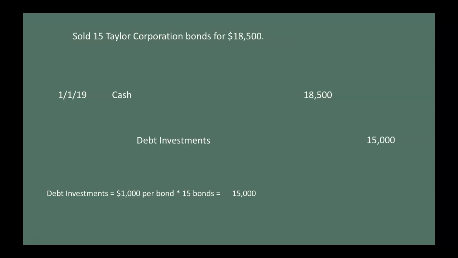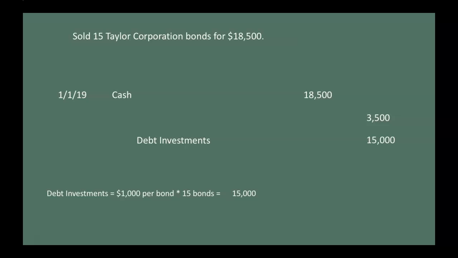Now you'll notice your debits and credits don't equal, and that's not okay with journal entries, right? We need our debits and credits to equal. Well, we have this extra $3,500 over here that we need to add to the credit side. What this is going to represent is a gain or a loss on the sale of these debt investments.